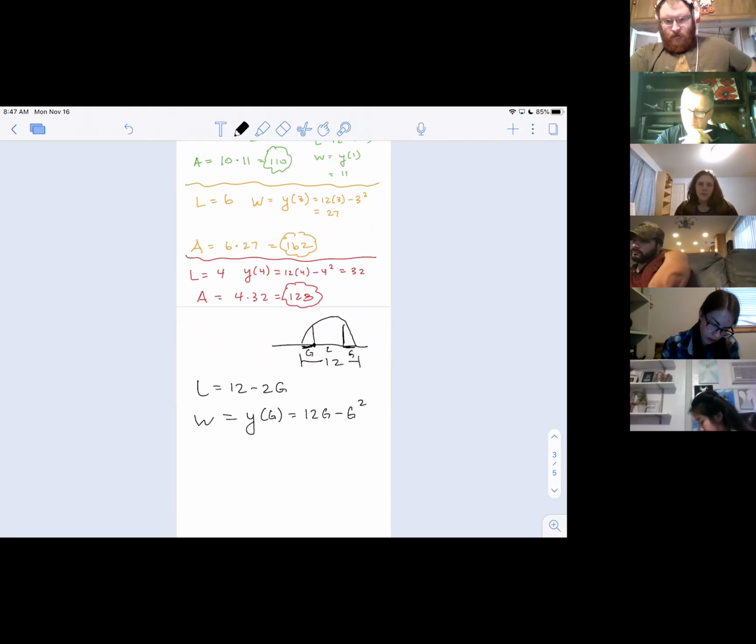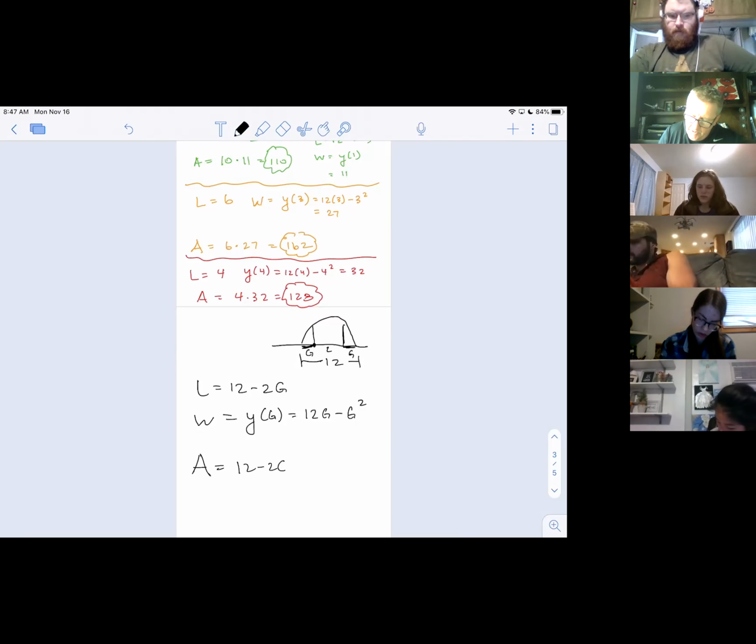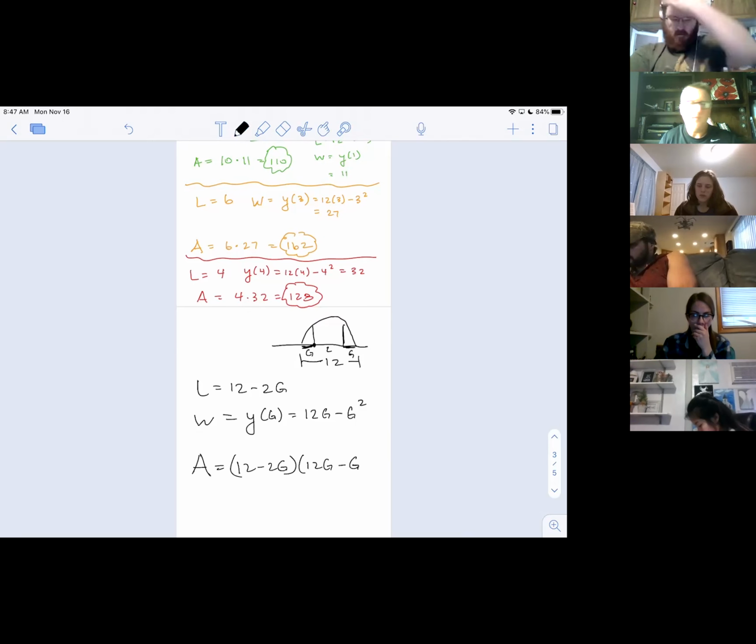So what did we do with those 2 numbers? Every time, what did we do? We took the 2 numbers and multiplied them. So I'm going to do the same thing here. So now I can say area equals length, which is 12 minus 2G, times the height, which is 12G minus G squared. Wow. You see what I mean? Like, are you sharp enough? You could have just written that from the start.